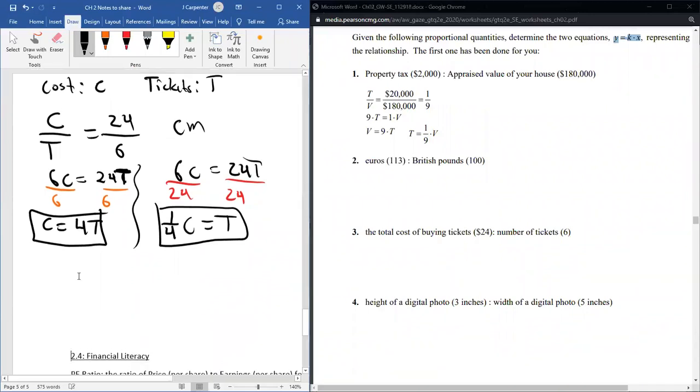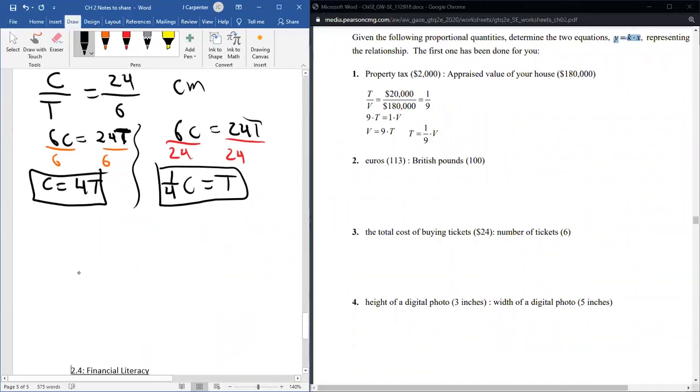Finally, height of a digital photo in comparison to the width of a digital photo. So let's go H for height, and let's go W for width. See, I'm not using Y and X here because I have more appropriate letters. I still could use Y and X. I could call Y the height and X the width, and then I go Y over X instead of H over W. It's your choice.